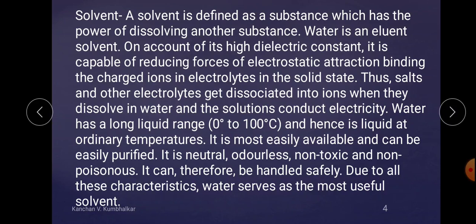Next, acetone also has an explosive property, but water doesn't. Hence, during direct heating on a burner, you can use water freely, but you cannot use ethanol, methanol or acetone as a solvent on direct heating. So these are some advantages of water as a solvent. Due to all these characteristics, water serves as the most useful solvent.